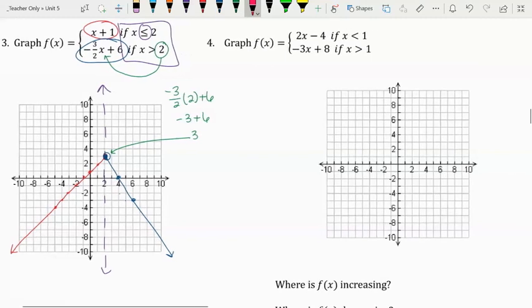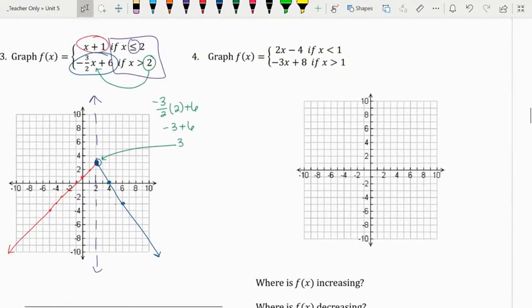So let's look at another example. Number 4. Again, we're going to start with our boundary. So our boundary is at 1. So I need a vertical line at 1. And then we're just going to graph each one. The first one is 2x minus 4, and it's where x is less than 1.